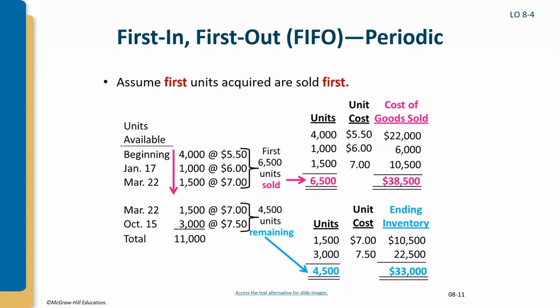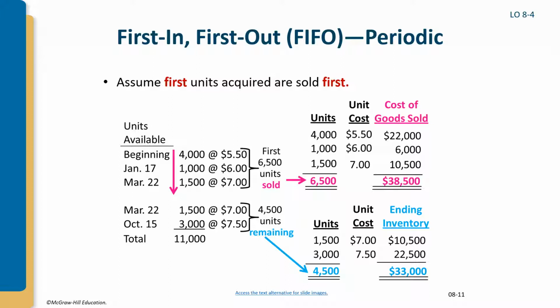So we look to our units by the purchases and we go, okay, these 4,000 are sold, then 1,000, then 1,500. What's left? 4,500 units. So 1,500 of the purchase on the 22nd at $7, those are assumed to still be in inventory. And then the 3,000 that were purchased on October 15th, that cost $7.50 each.